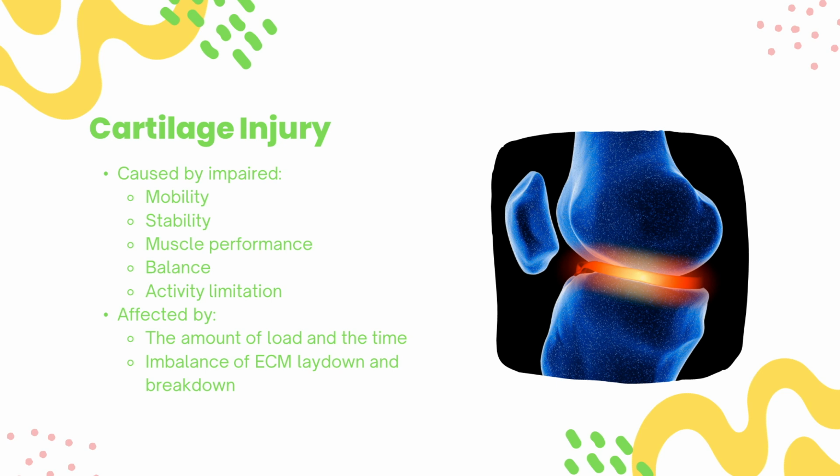And then we also have activity limitations. So if we're not able to move, and we're not able to bend our knee to get up and down stairs or to walk, that synovial fluid is not going to be able to traverse and permeate the cartilage and give it the nutrients it needs, so that cartilage can start to break down. So unfortunately, there are a lot of ways that our cartilage can break down.